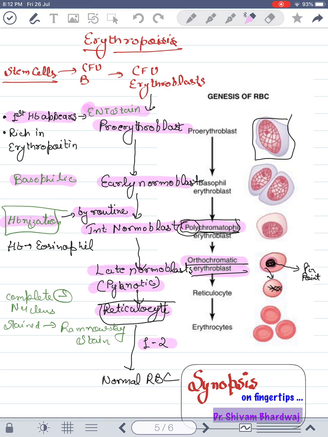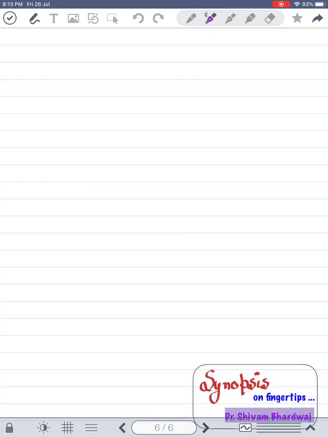After 1 to 2 days, they further become mature, their size further decreases, and they form the normal RBCs. Now, during the whole course of genesis of RBC, when we move to the more mature stage, the size starts reducing. So there will be a decrease in size as well as the nucleus starting to dissolve. So dissolution of nucleus is there. Now coming to the next, that is the reticulocytes.